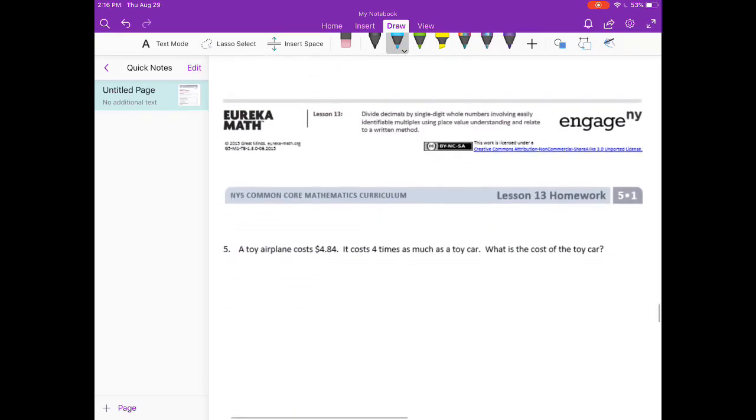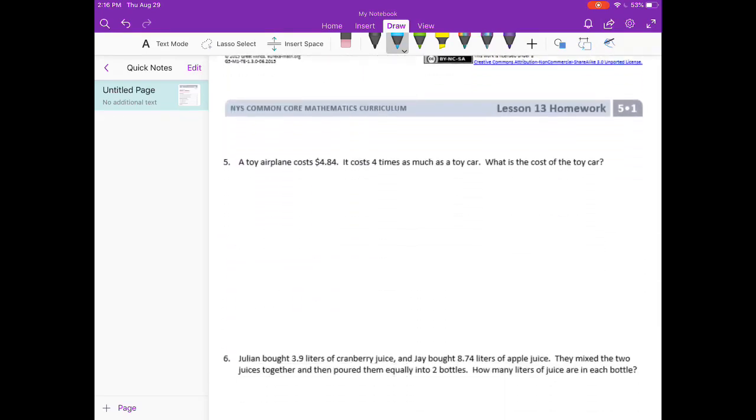Okay. And number 5, a toy airplane costs $4.84. It costs 4 times as much as a toy car. What is the cost of the toy car? So the airplane's 4 times greater, which means if we want to find out how much the car costs, we need to divide the airplane cost by 4. So we have $4.84 divided by 4.